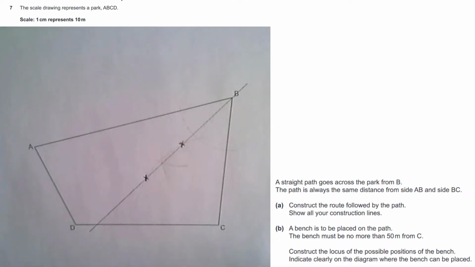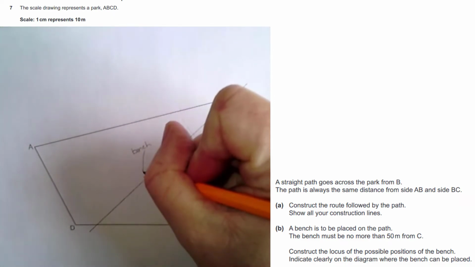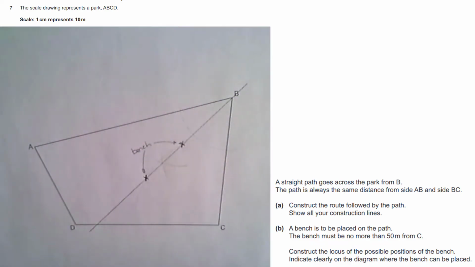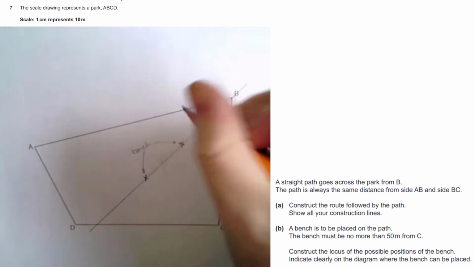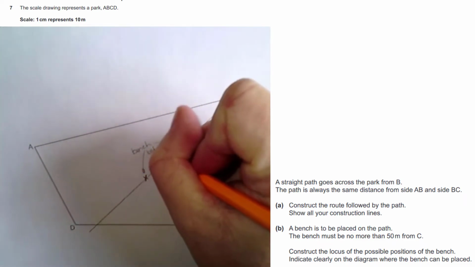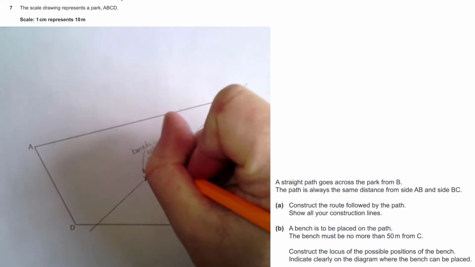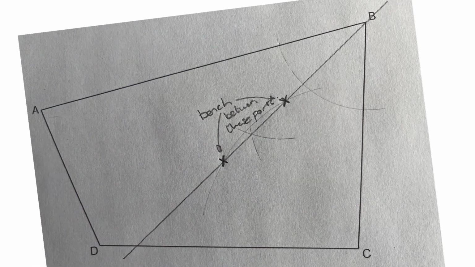Now it says that the bench needs to be less than 50 meters from C. So basically it can be anywhere between these 2 points. So anywhere between these two is acceptable. To make it nice and clear, I'm going to write on here, bench between these points. So it doesn't just have to be at the end points, it can be anywhere between those 2 crosses.